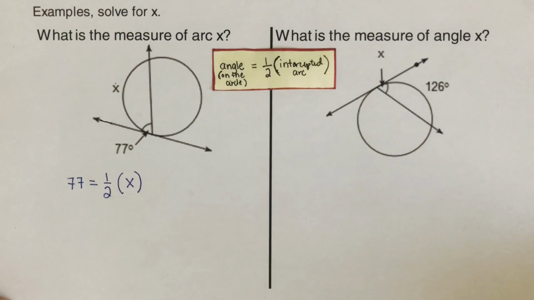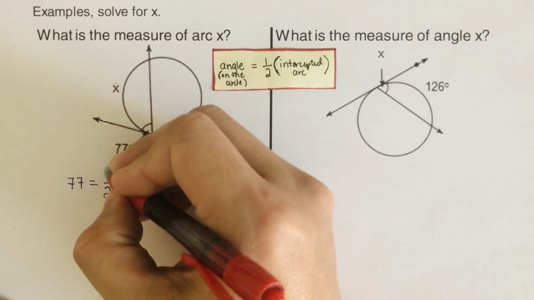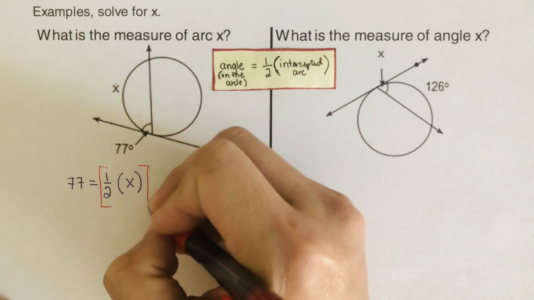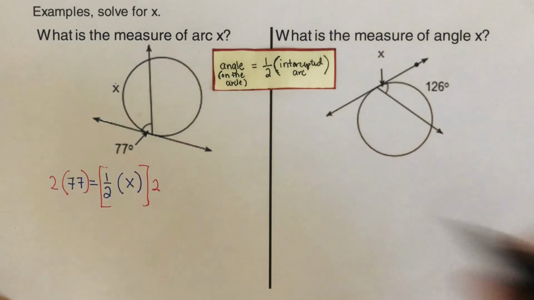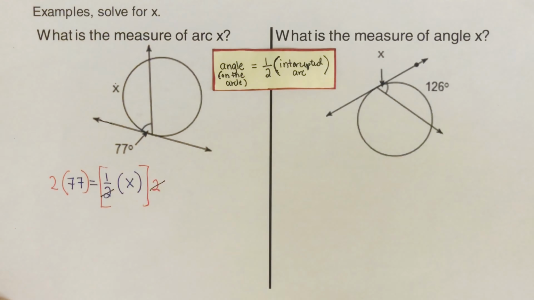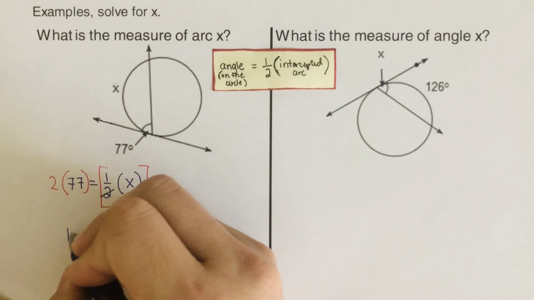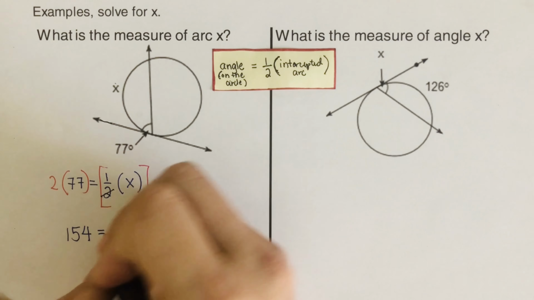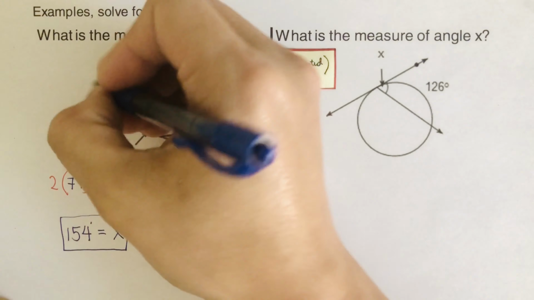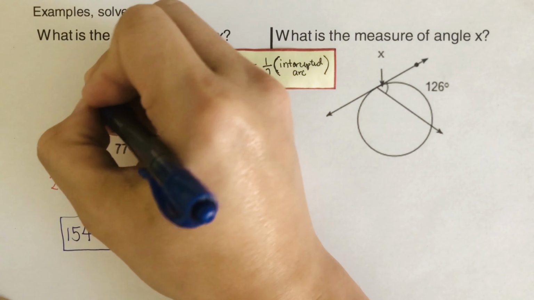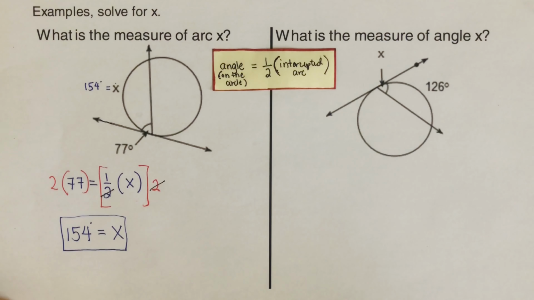Now we want to solve for x. In order to get rid of the fraction 1/2 here, we are going to multiply both sides by 2. If you multiply that by 2, we can get rid of the 2 and the 2 here. So we are left with 77 times 2, which is 154, and that is equal to x. So the measure of this arc is 154, and that makes sense because 77 is half of 154.